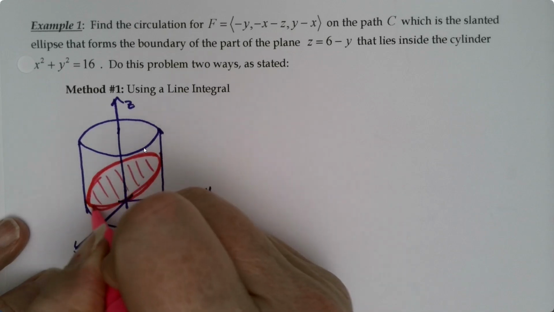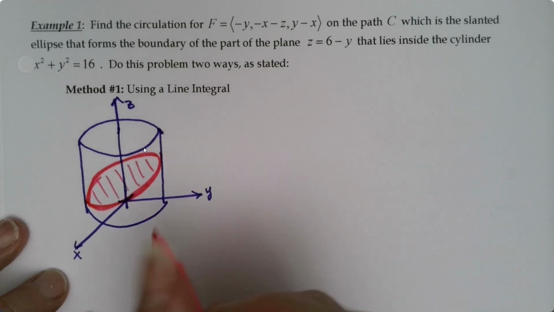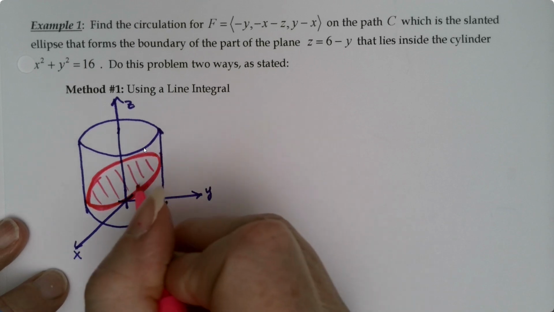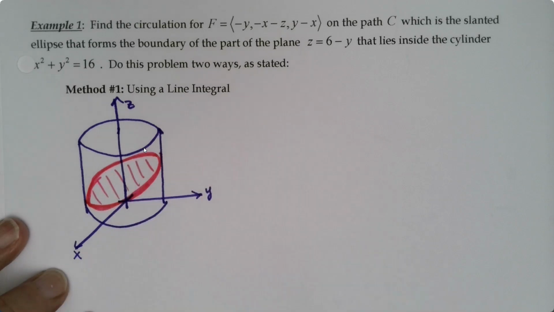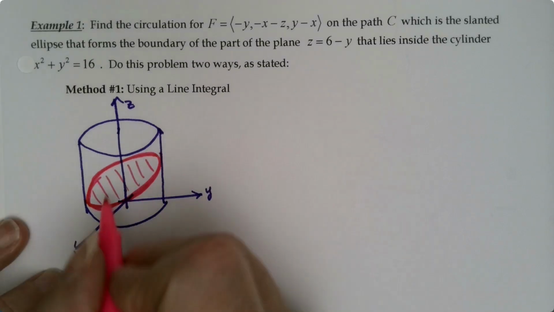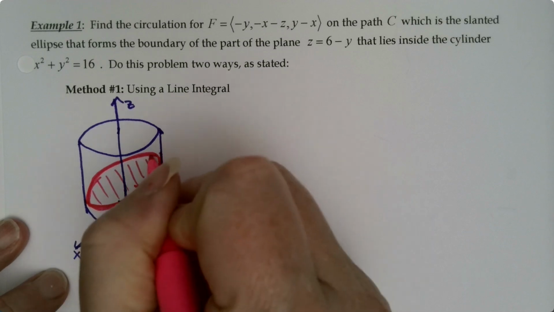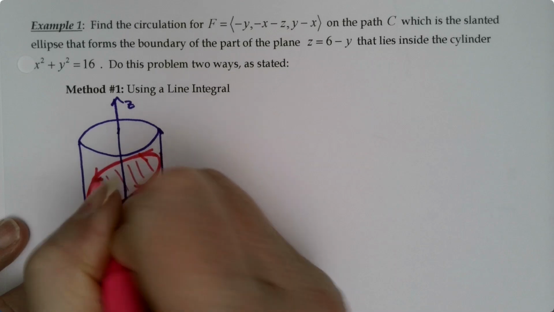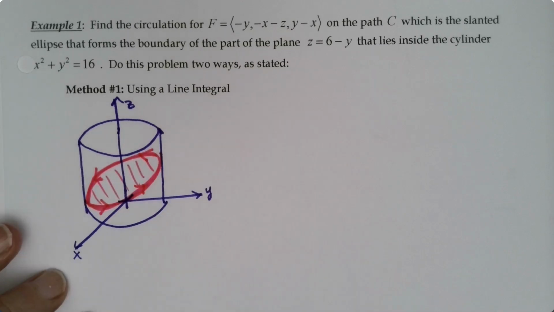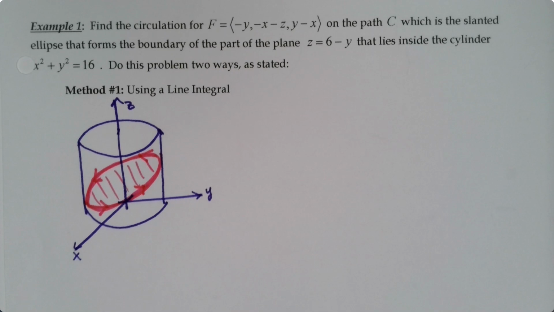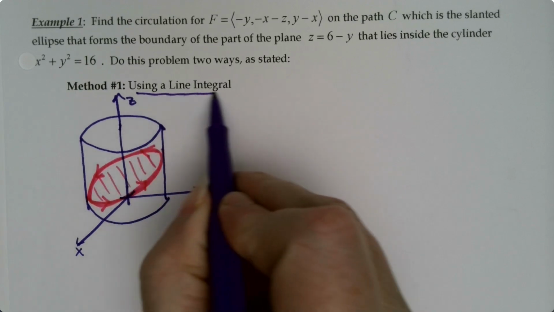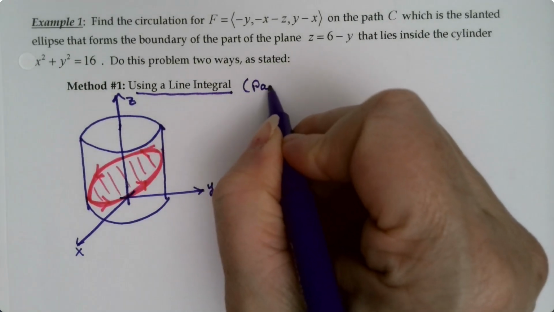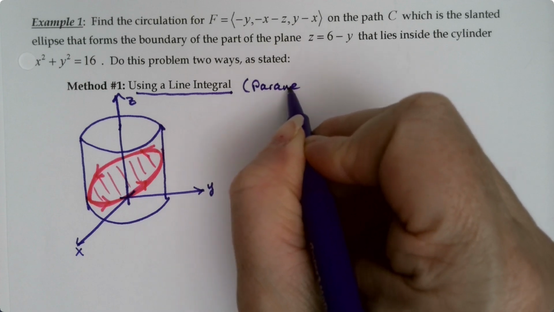All right, and we're particularly interested in that circuit that's going around, right? That's what we're interested in, traveling counterclockwise. So think about it. If this is the xy plane, then we're going this way along it, like that. Okay, so first thing we're going to do, we're going to do this twice, but we're going to use the parameterization method. So we're going to use a line integral, aka parameterization. The old school way of doing this.